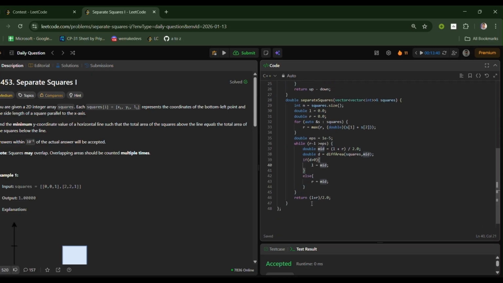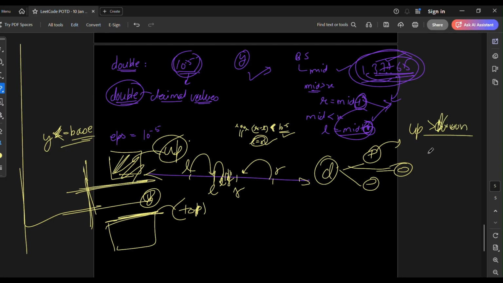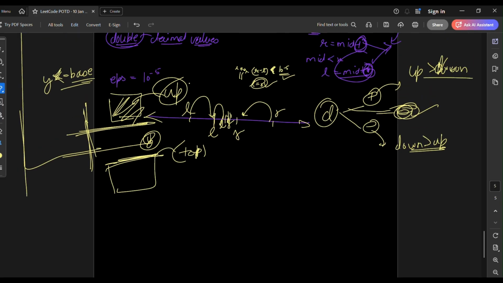Okay, now let's say we have found this area. This diff area function can return three types of things. This d can be positive, negative, or zero. It will be positive when the upward area is greater than the down area. First part is clear. And it will be negative when the downward area is greater than the upward area, and when both are equal, it will show us 0.